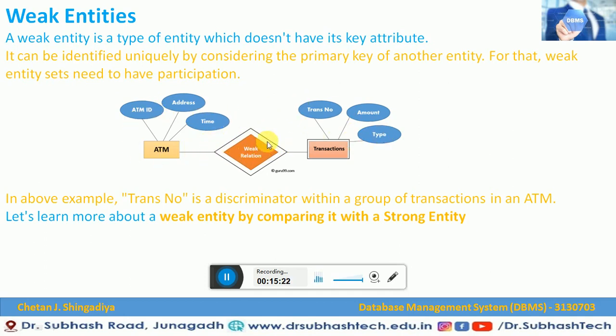There is a weak relationship. So here you can see this relationship symbol is represented with two diamonds. So when we have such kind of representation in our ER diagram, we can call it a weak entity set. Now in the above example, you can see the transaction number is a discriminator with the group of transactions in ATM. So this is what a weak entity is, by comparing with the strong entity set. So this is what weak entities in ER diagram.